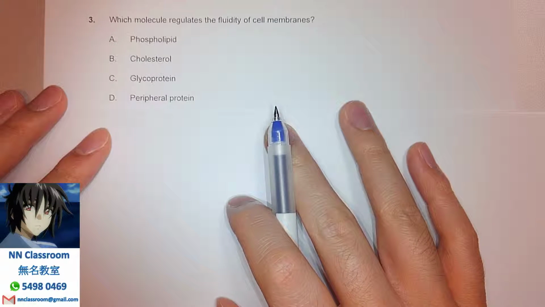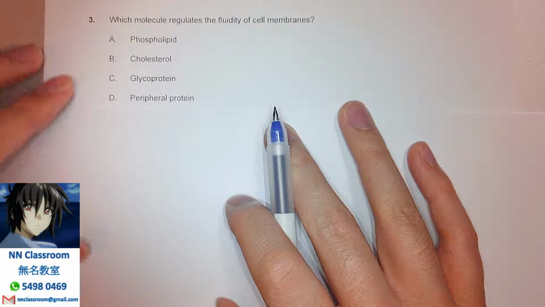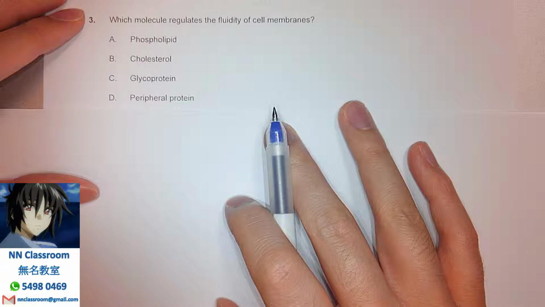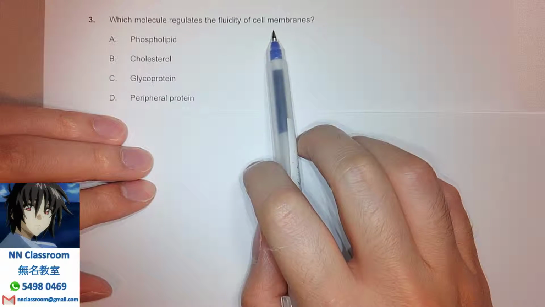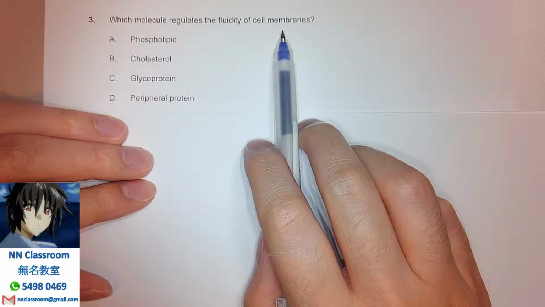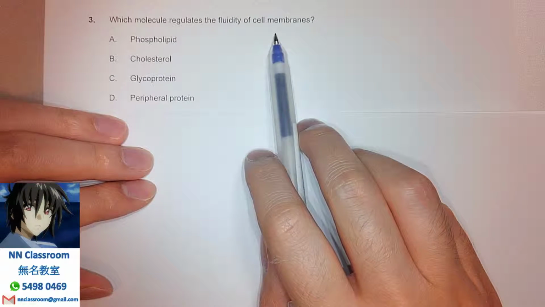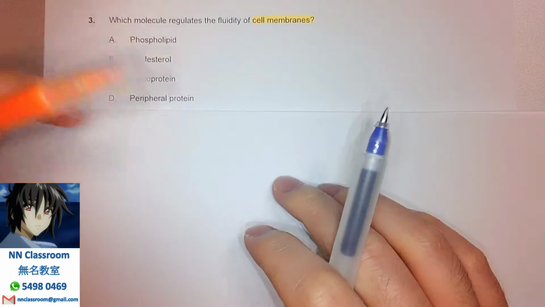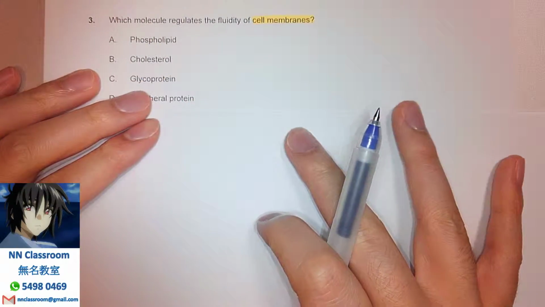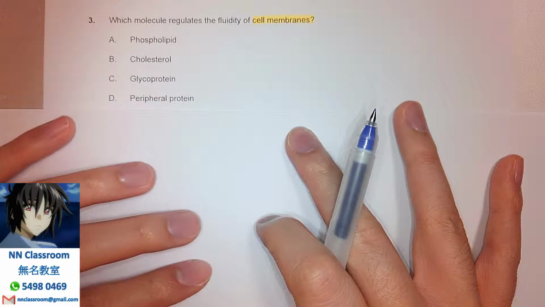Today I'd like to share a biology multiple choice question extracted from 2018 time zone 2. Question number 3 asks which molecule regulates the fluidity of the cell membranes, which is a really standard question asking a concept related to our cell membrane, right? Students supposedly should be able to recognize or even know how to draw the structure of the cell membrane.